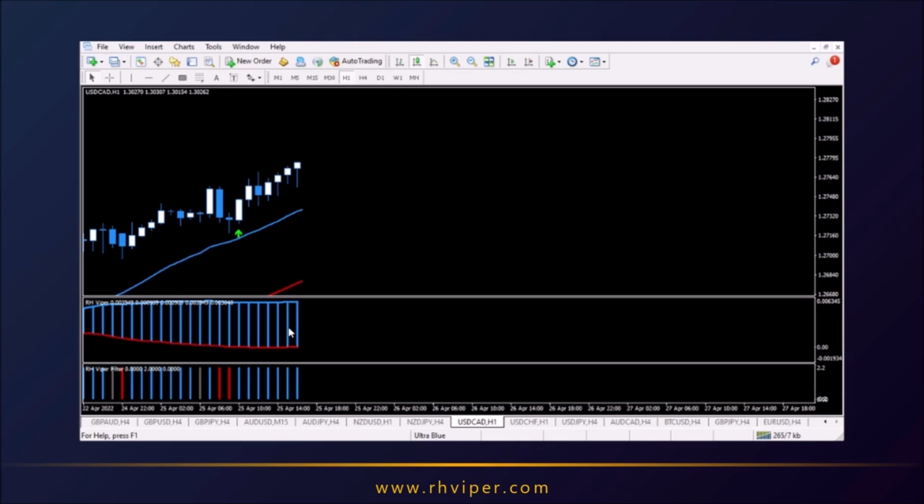The RH Viper indicator is bullish. We've got the blue line of the Viper indicator above the red line, and it doesn't much matter what the RH Viper filter is doing, but it's blue. Again, doesn't much matter. What we need to do now is wait for the price to come back and touch that blue moving average. Okay, so we've got that market moving back and it touched that blue moving average.